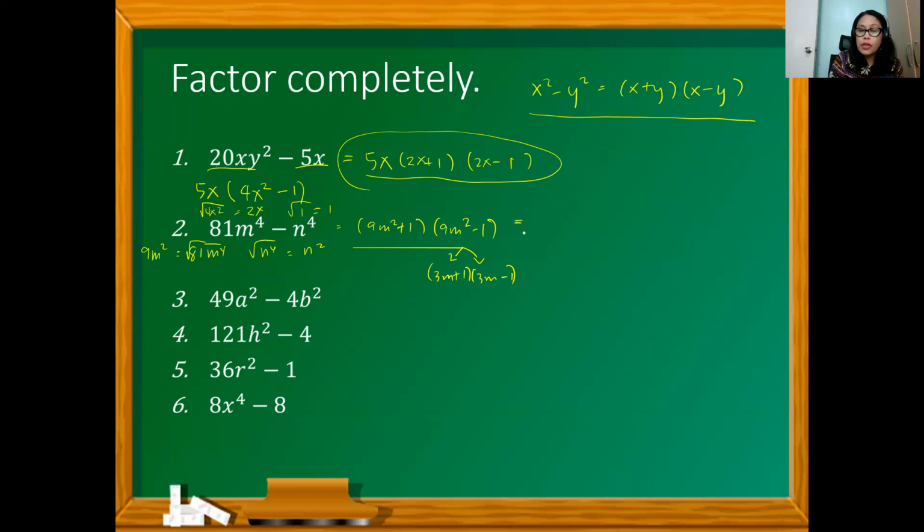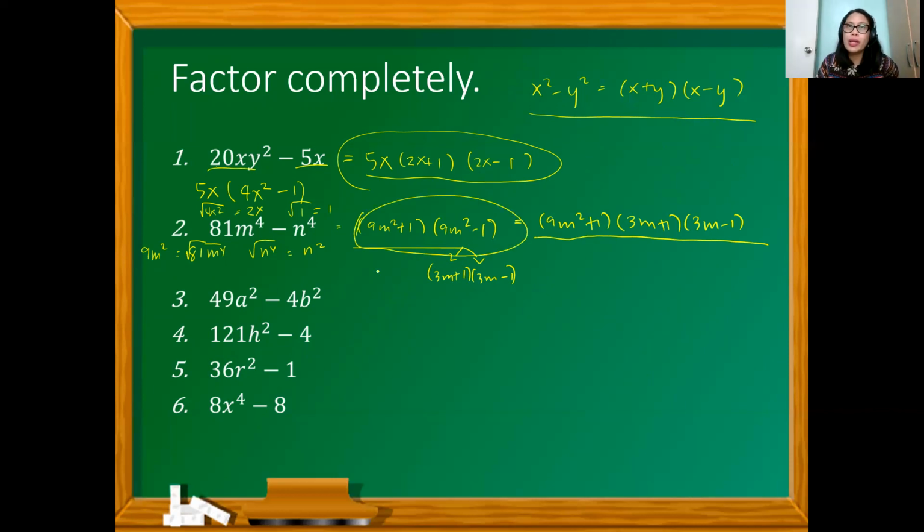So the complete factors for number 2 are three binomial factors, namely 9m squared plus 1. And then we have to write the two factors here as the factors of the second factor. So we have 3m plus 1, 3m minus 1. Now, may I remind you that these are the factors, but these are not the complete factors. When I say complete factors, each factor that you have presented is no longer factorable. But in the case here, 9m squared minus 1 is still factorable. So instead, these are the complete factors.